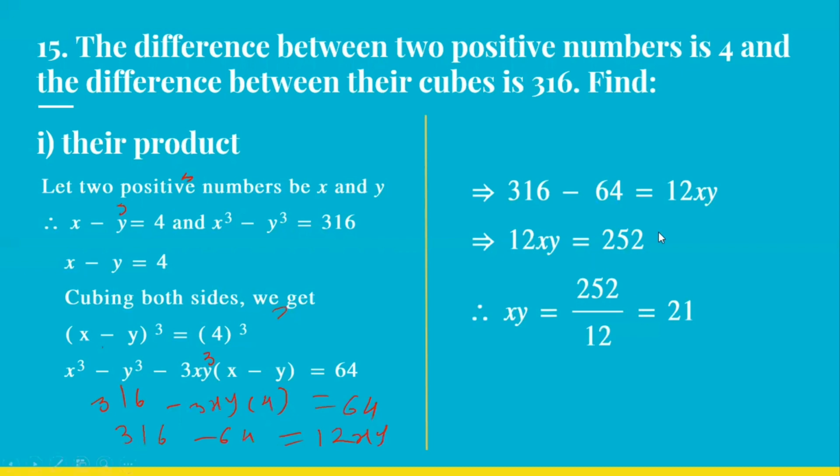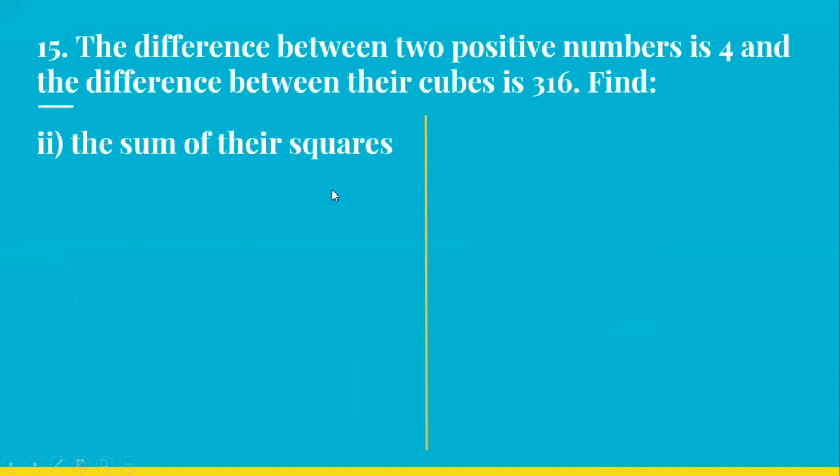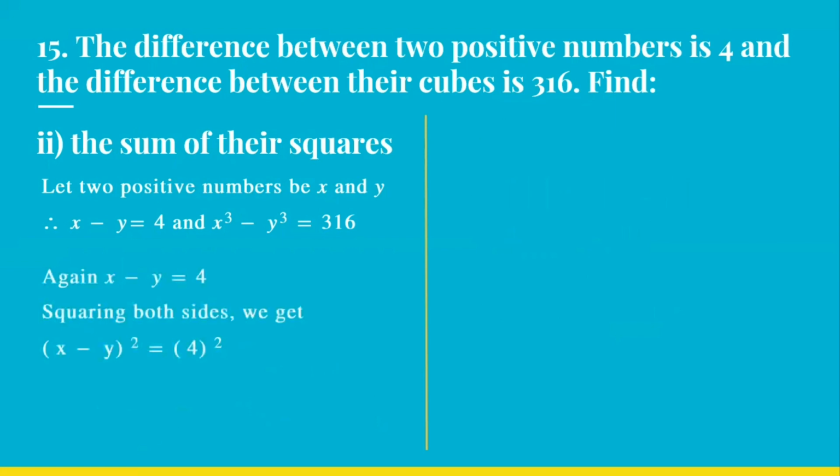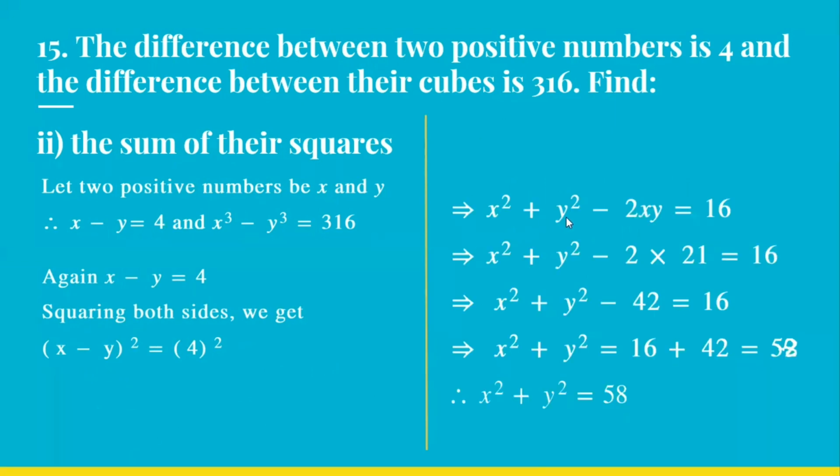Now we have to find the next part, which is the sum of their squares. Sum of their squares means x square plus y square. For this, we have x minus y is equal to 4, we square both sides. So we have the identity x minus y the whole square is x square minus 2xy plus y square is 16. 2 into xy is 21, 2 into 21 is 42. Minus 42 goes here, it becomes plus 42. So 16 plus 42 is 58. So x square plus y square, we got it as 58.